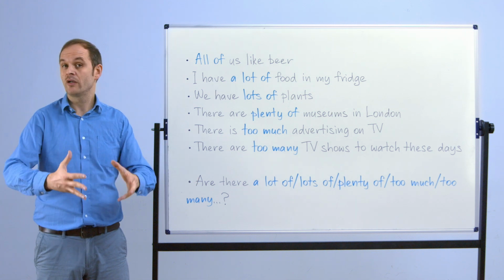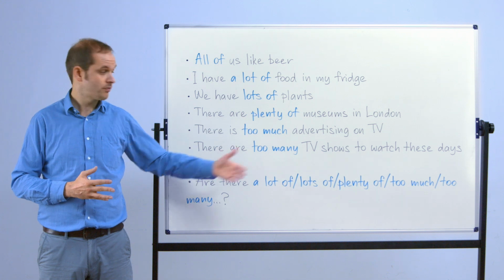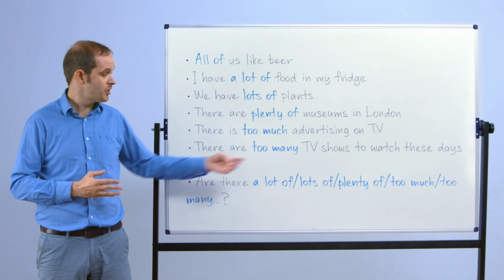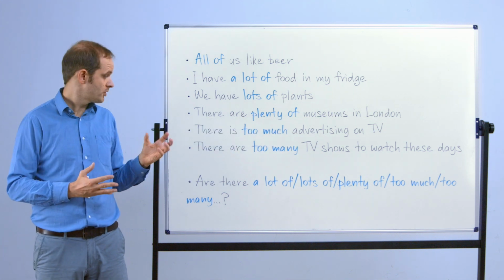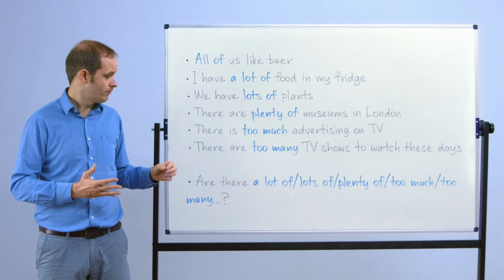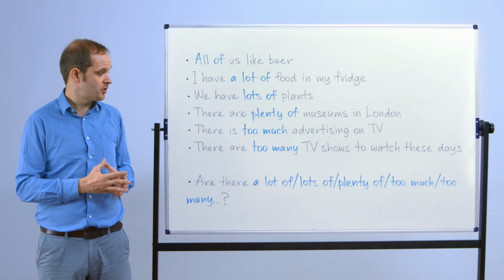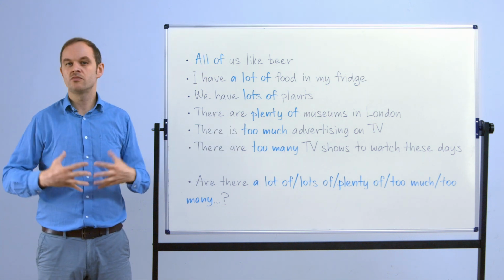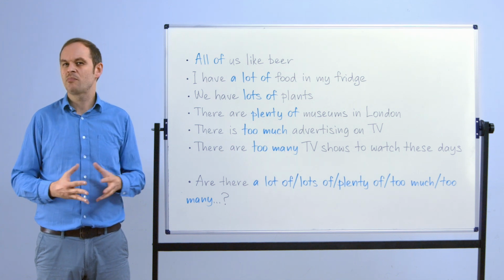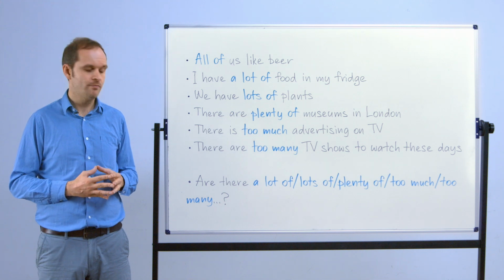Now, in the same way as when we looked at question forms earlier, we use much with uncountable nouns, for example, advertising, and we use many with countable nouns. So, for example, there is too much advertising on TV, and there are too many TV shows to watch these days. In both of these situations, the number of things is more than we need, and so we're sort of not happy about the situation. This is often how we use too much or too many.